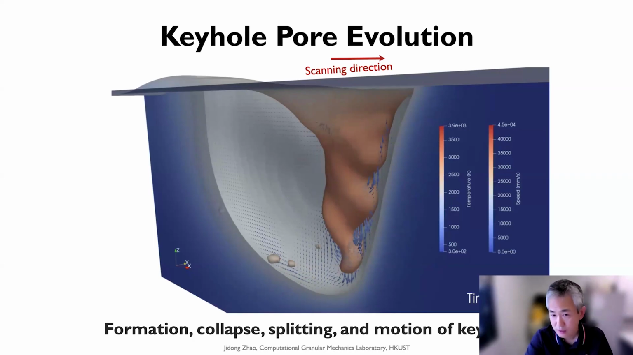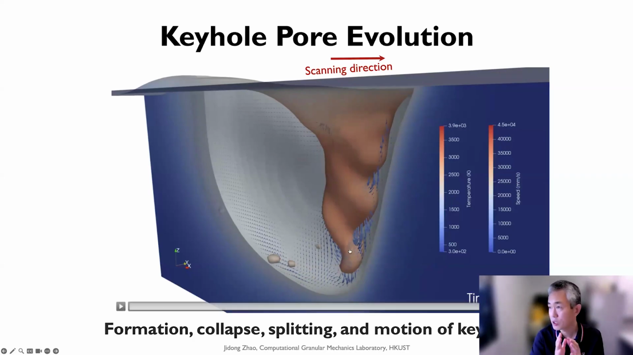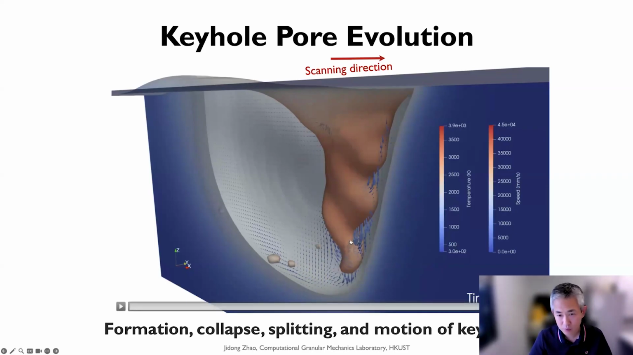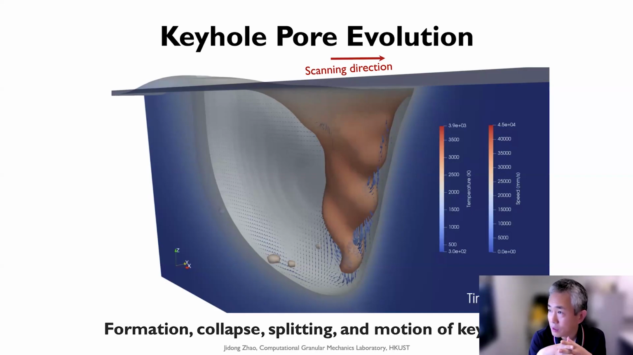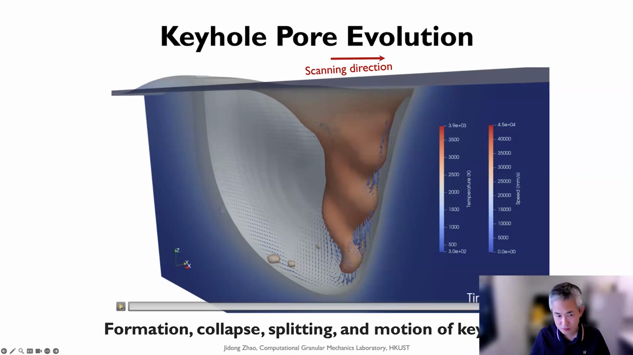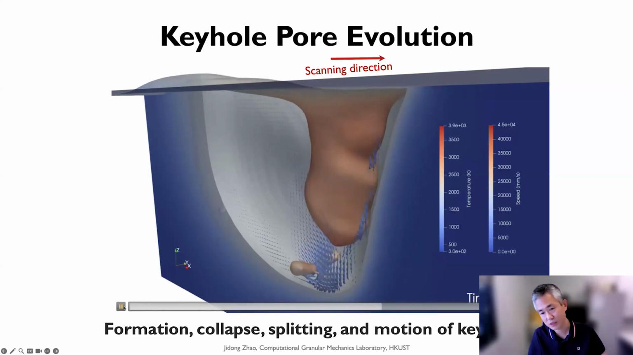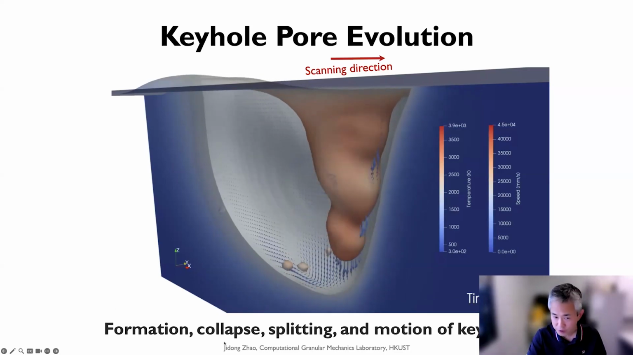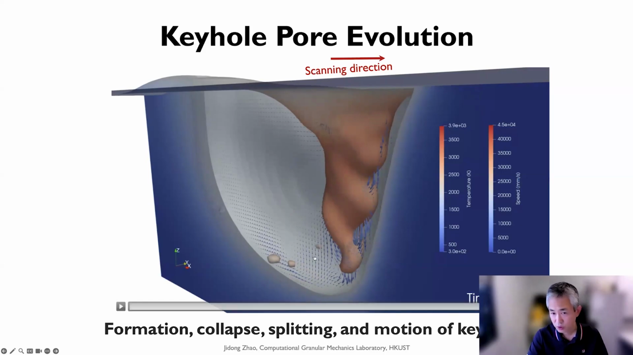like condensation. Essentially, these pores, as I mentioned, are filled with metallic vapor. When the vapor is split from this keyhole into the molten pool liquid, the temperature is typically lower than in the keyhole. And then when the temperature is lower, the vapor will condense and the volume will shrink. So this is how the keyhole pore is generated, through the process of formation, collapse, and splitting of the keyhole pore.